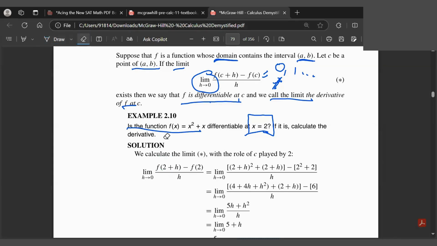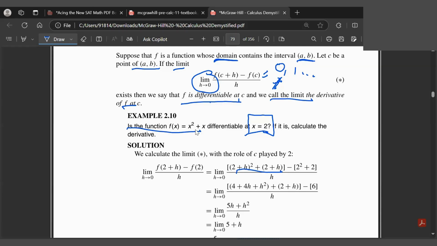Can you tell me in this example? Is it x square plus x? Yes, so x square plus x. So what we have to do now is put 2 plus h instead of x. So 2 plus h whole square plus 2 plus h. We are here now. Any doubts up till here? No. Okay.